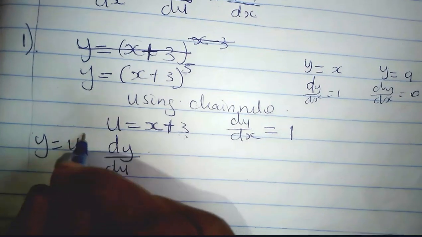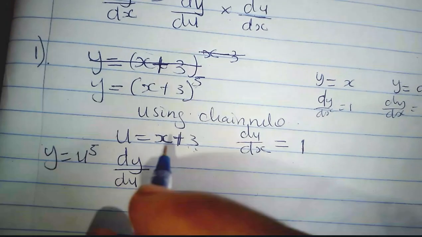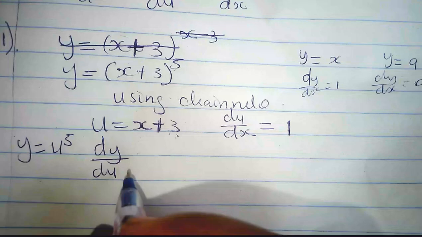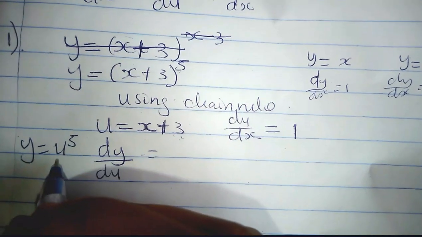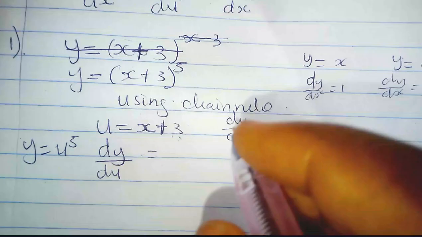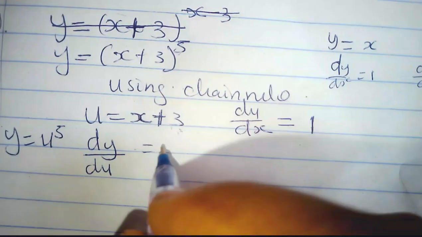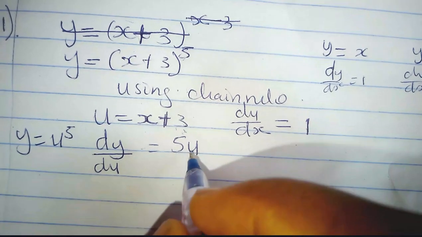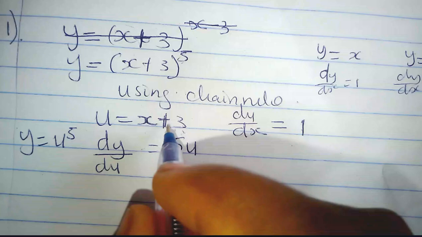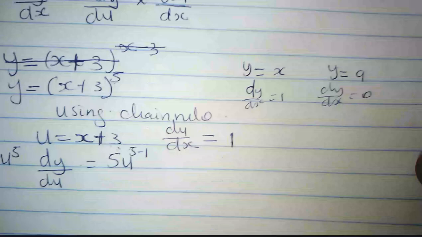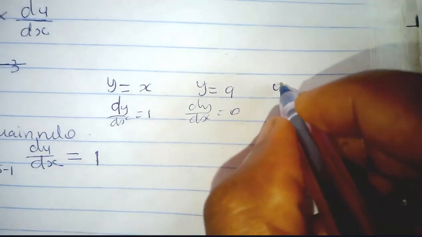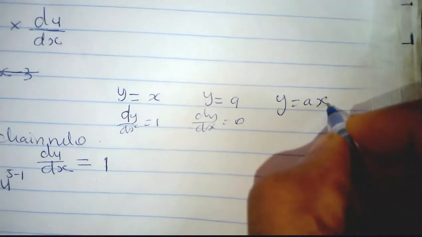We know that y is equal to u raised to power 5. And if that's the case, dy/du, we differentiate this with respect to u. Differentiating this, we're going to have 5u, that is 5 times u, with power 5 minus 1. Remember another rule: if y is equal to ax, that's the first rule of differentiation.